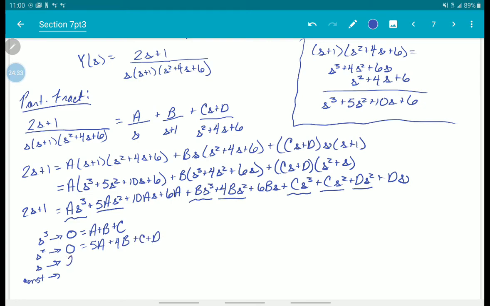For s, we have a 2 on the left here. We have a 10a, 6b, and then a d. And then the constants on the left, we have a 1, we have a 6a on the right, and it looks like that's the only thing we have.